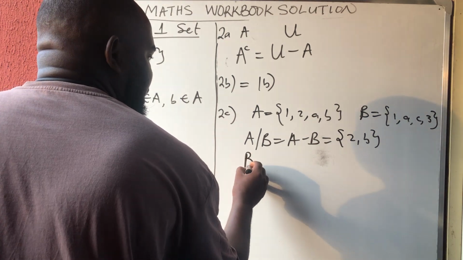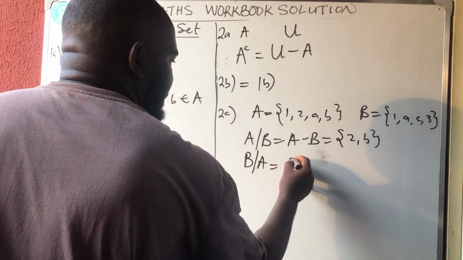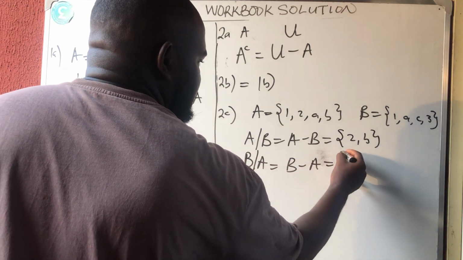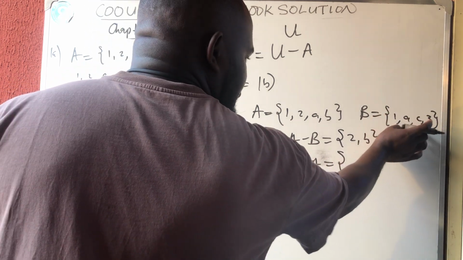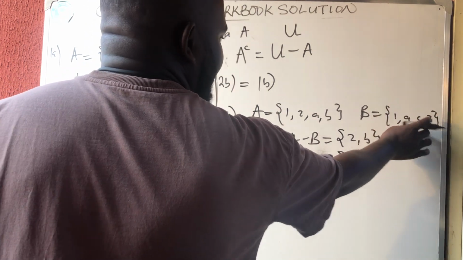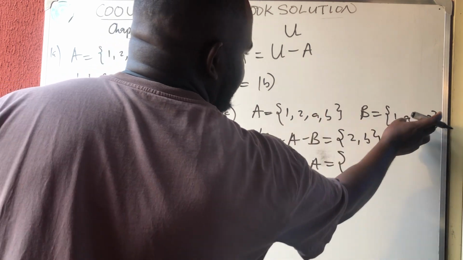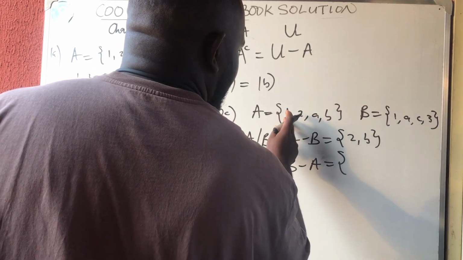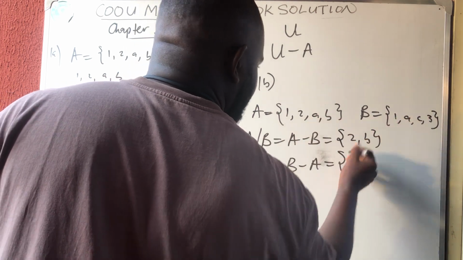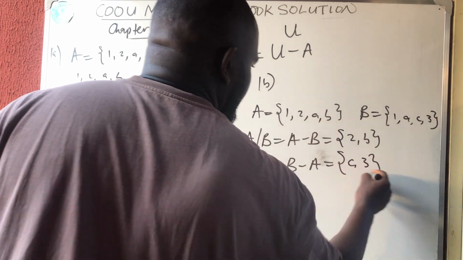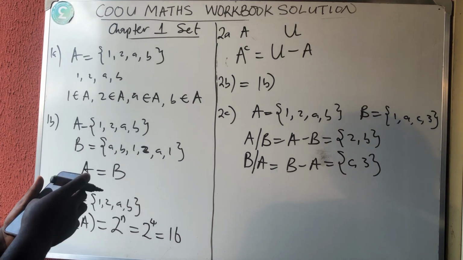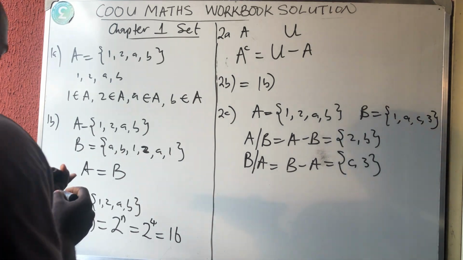But if I say B difference A, or B minus A, it means my concentration is in the first one, which is B, and that is where I'm getting my answer. But I will not remove any element I can see in A that is in B. So if I remove 1 and a, I'm left with what? C and 3. I'm left with C and 3. Okay? So that is the meaning of difference. So that is that. Now number 3.